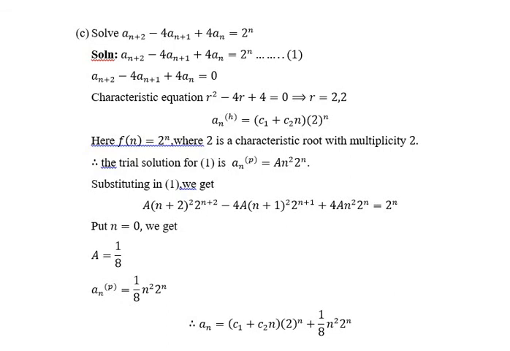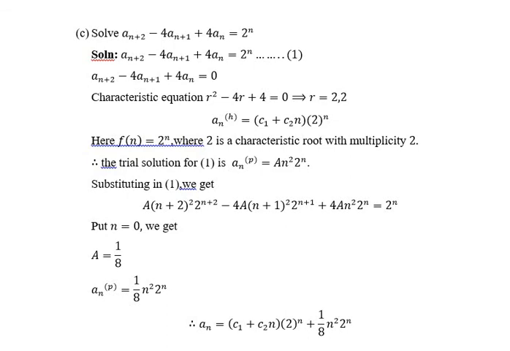So you have to take the trial solution as a_n^p = A n^l 2^n. Your l is 2, so it becomes A n^2 2^n. Now you have to substitute that in your main equation. Then you will get A (n+2)^2 2^(n+2) - 4A (n+1)^2 2^(n+1) + 4A n^2 2^n = 2^n.